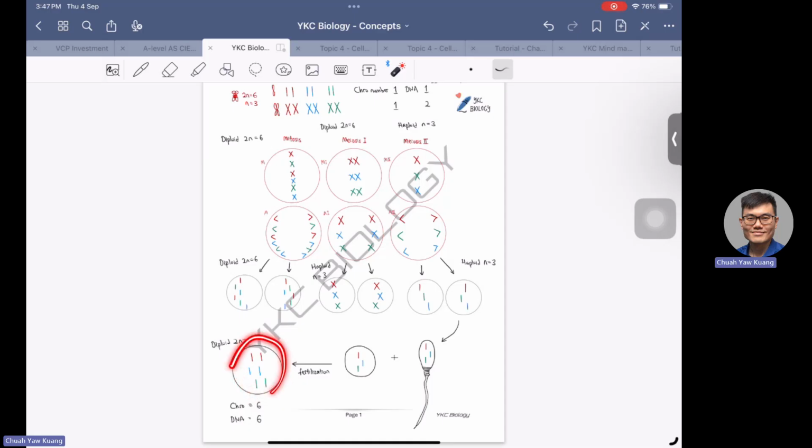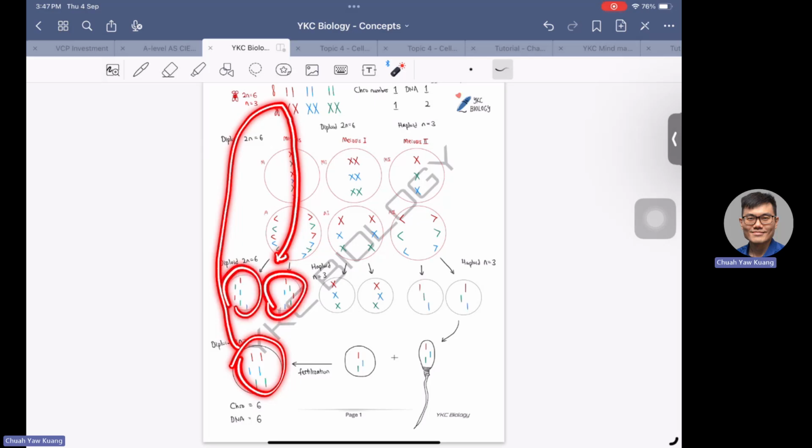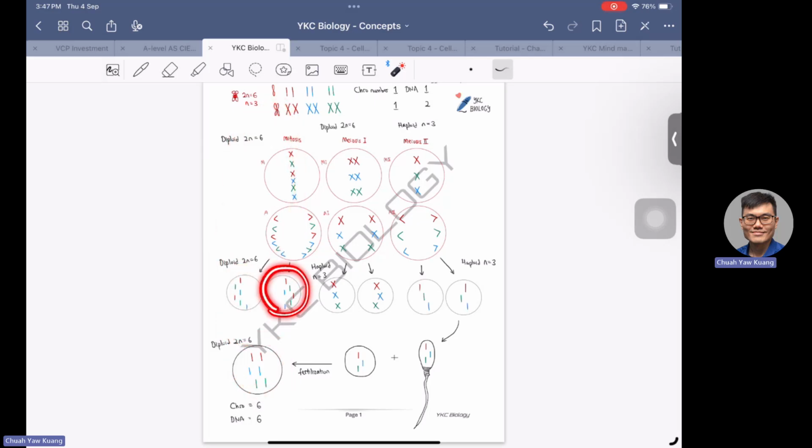So you can see that the zygote undergoes mitosis and produces daughter cells that are exactly the same as the zygote. The zygote initially has a chromosome number of 6. DNA content is also 6. It has 3 pairs of homologous chromosomes. You can see red, blue, green. And the diploid number is 2n equals 6.